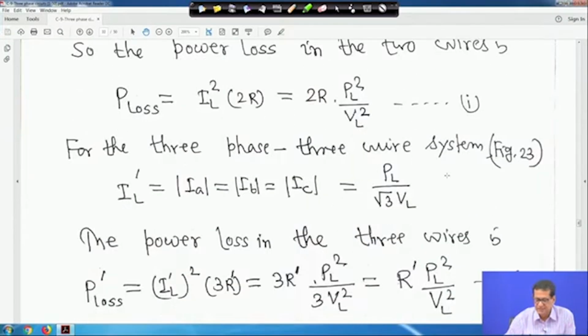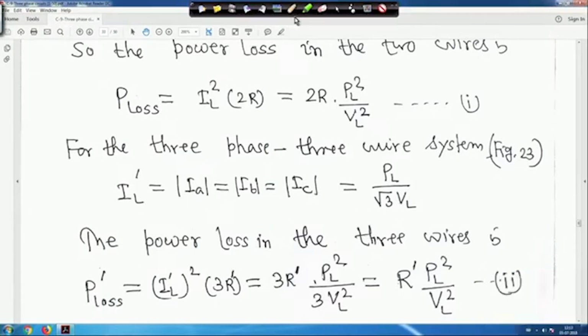Now for the 3-phase 3-wire system, IL dash, the magnitude of IA, IB and IC, is equal to PL upon root 3 VL, because it is a unity power factor load. We have taken the current as IL dash because for single phase we have taken IL. We know the general formula, root 3 VL cos theta, is equal to PL plus jQL.